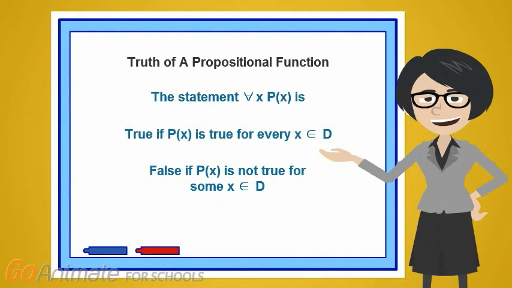The statement for every x, P(x), can be true or false depending on the value of x. The statement ∀x P(x) is true if P(x) is true for every x in set D. The statement ∀x P(x) is false if P(x) is not true for some x in set D.